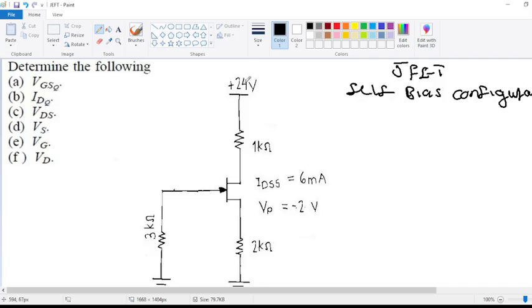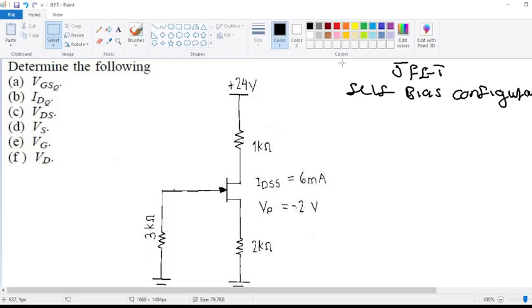Okay, so we solve this question using the mathematical approach instead of the graphical. The question says determine the following. We have the VGS, the ID, the VDS, the VS, VG, and VD. So the gate to source voltage is the first question that we have to solve. So how do you go about it?